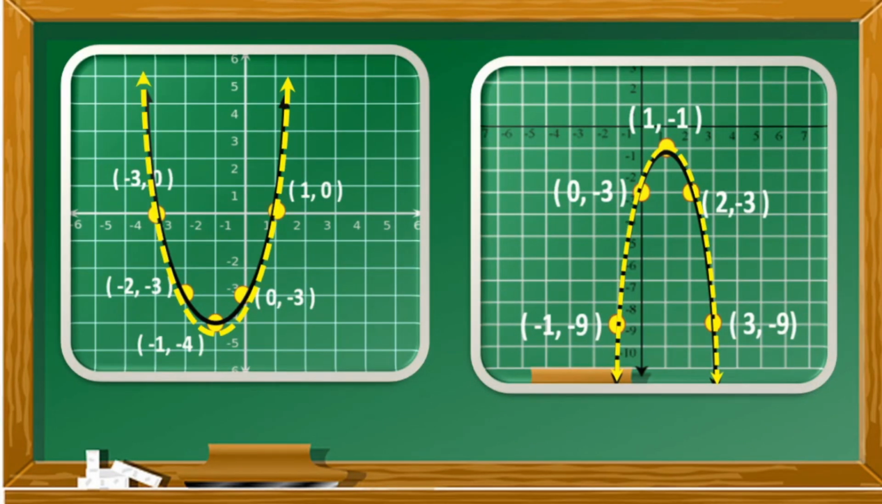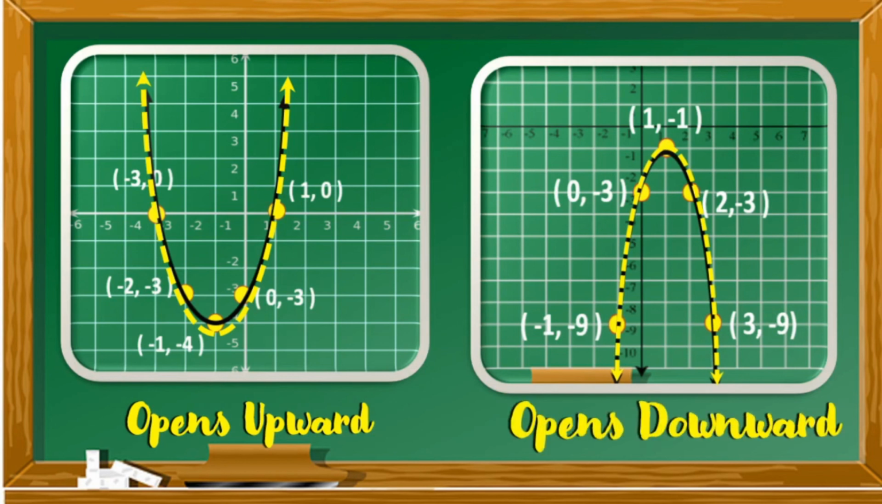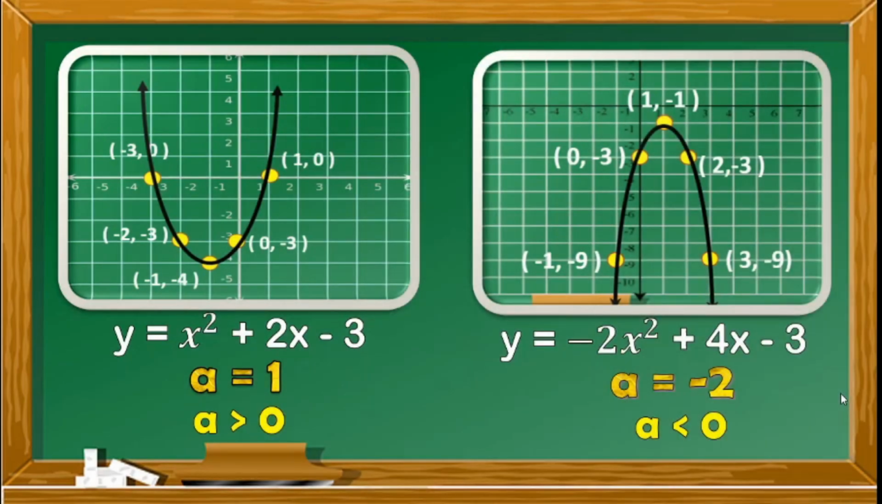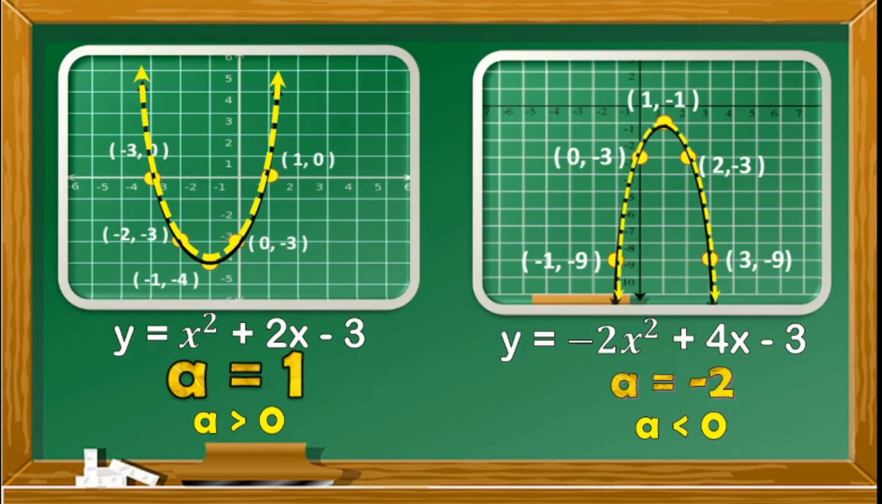But when do we have a parabola that opens upward? And when do we have a parabola that opens downward? The value of a in the quadratic function f of x is equal to ax squared plus bx plus c determines the direction of the opening of the graph of a quadratic function. The graph opens upward if a is greater than 0 or positive, and it opens downward if the value of a is less than 0 or negative.